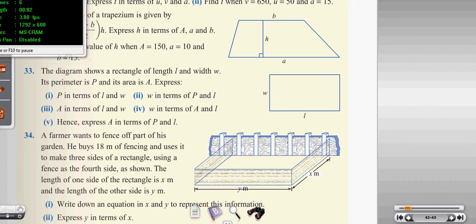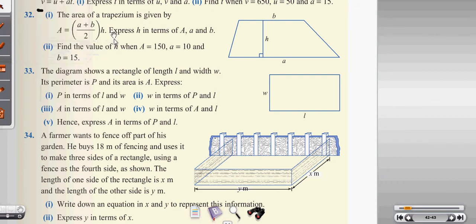So this question here is asking for the area of a trapezium, given by A equals (a plus b) over 2, multiplied by the height. So the first part, what we're going to have to do is write out this formula. Okay, so we're going to get A equals (a plus b) divided by 2 multiplied by h.